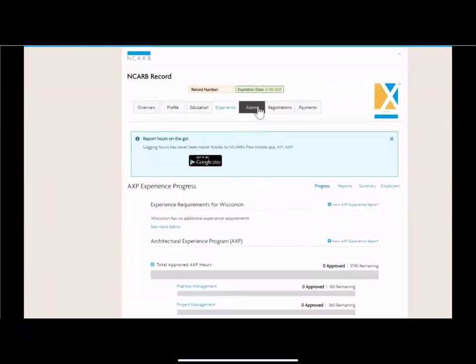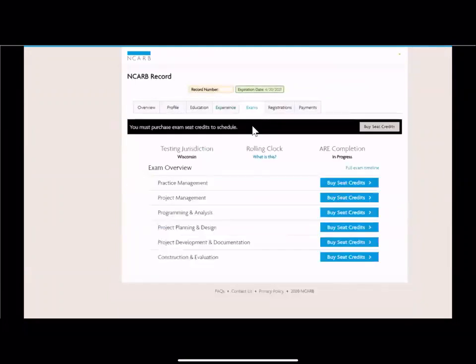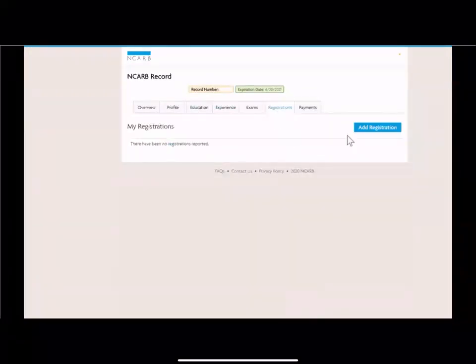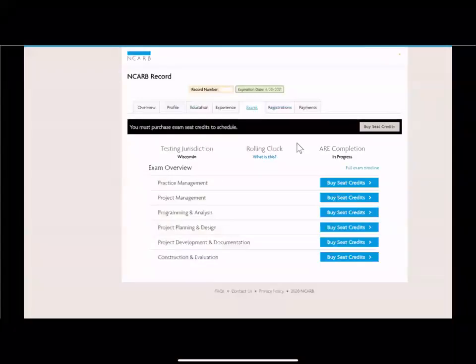But you can click on your exams, and from the exams, you can see which exams you have completed. In this case, this person has completed none, and he can buy seat credits by clicking on this. And then it has your rolling clock. You can look up registrations. There are none here. And there's a tab for payments. So if you go back to the exams, you can buy a seat credit. So you can click on that.